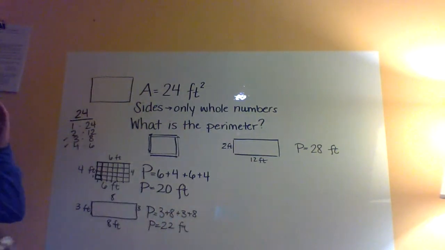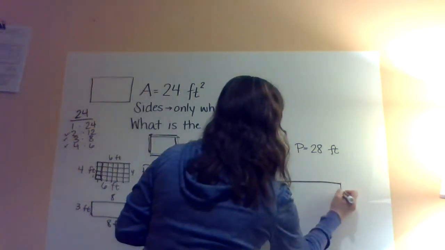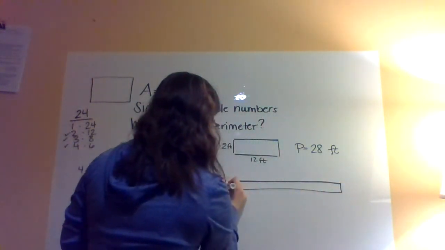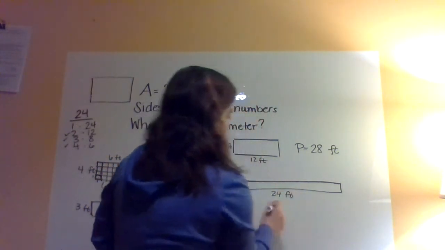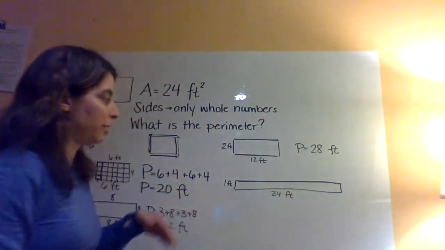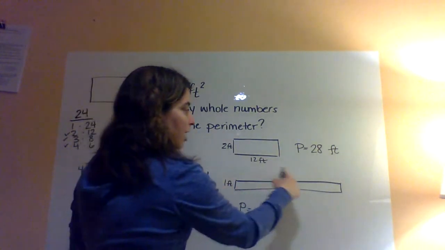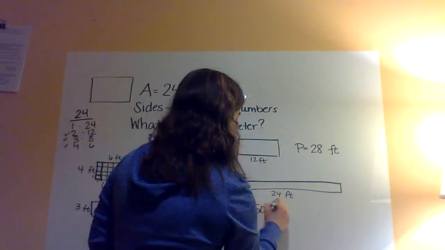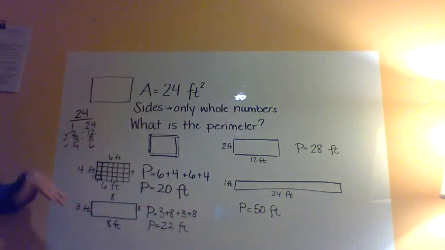And the last one, you could have 1 by 24. You could have a really narrow little piece of land that you want to put your garden in. So it's really long and narrow. So it's 1 foot high and 24 feet wide. That still has an area of 24 square feet. The perimeter now, 24 plus 1 is 25. I'm going to have another 25. It's going to be 50 feet. So you can have the same area in different perimeters.